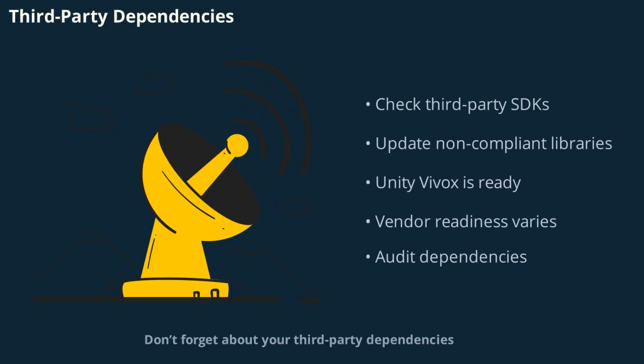Don't forget about your third-party dependencies. Many developers rely on precompiled SDKs for analytics, voice chat, or video streaming, and these libraries may not yet support 16 KB pages. Unity has confirmed that its Vivox SDK is compliant, but other vendors may still be catching up. Identifying and updating these dependencies is a key part of the adaptation process. Make sure to check with your vendors and update any libraries that aren't ready for the new page size.